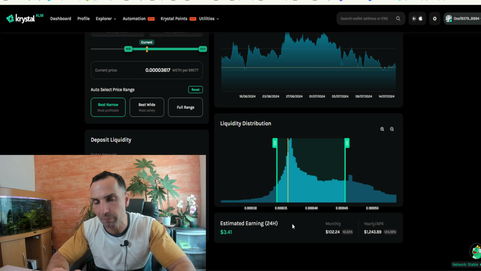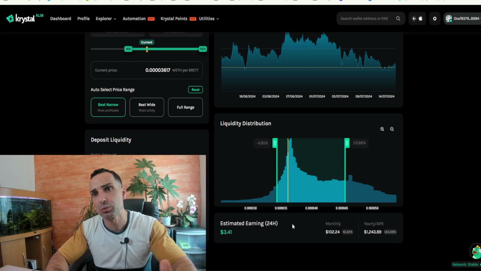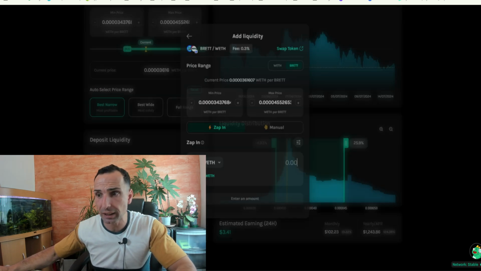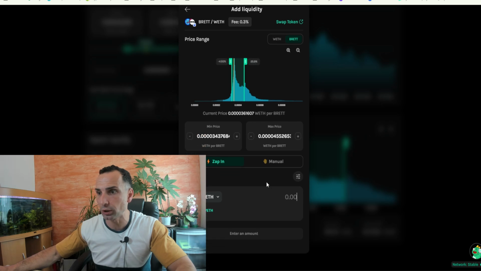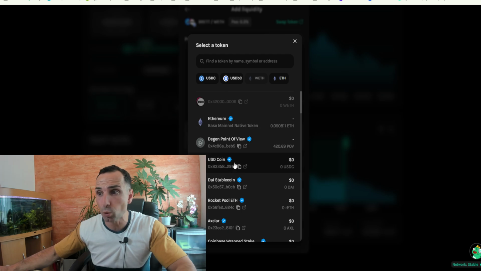Make sure you understand, okay, this is not so easy. Sometimes you're going to earn more, sometimes you're going to earn less. So let's add the liquidity. You go to add liquidity, make sure you connect to the wallet, and here you can zap in. That's the beautiful stuff. You zap in one token only.